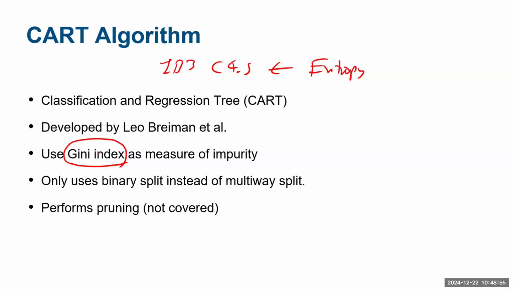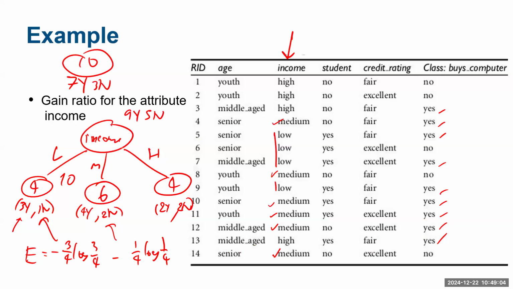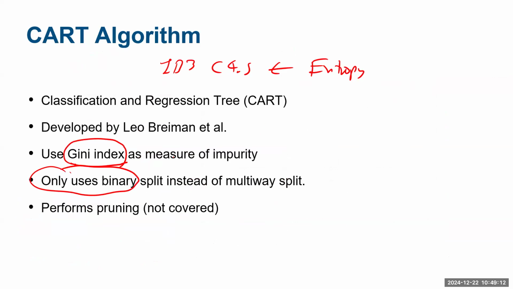And for the CART algorithm, they only use binary split. So only two splits possible. This one is not possible in the CART algorithm. They only consider binary split, only split one node into two, but not more than two.